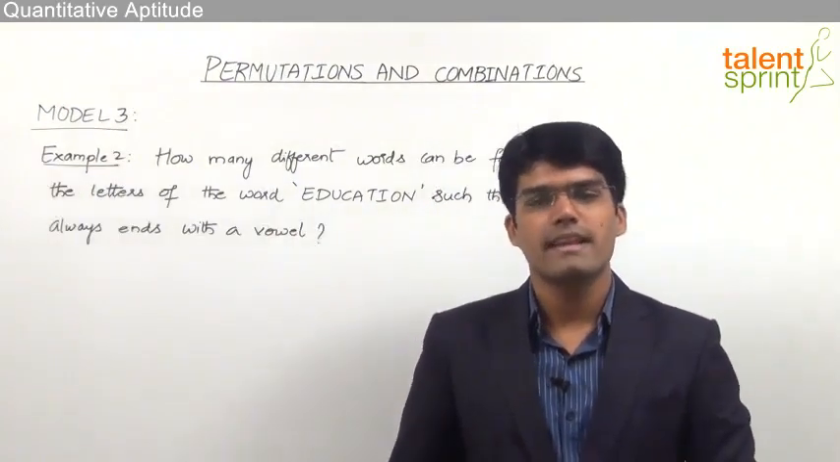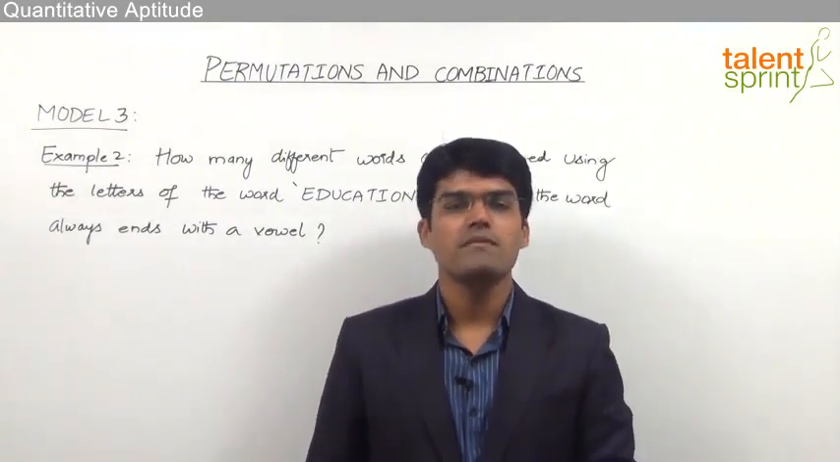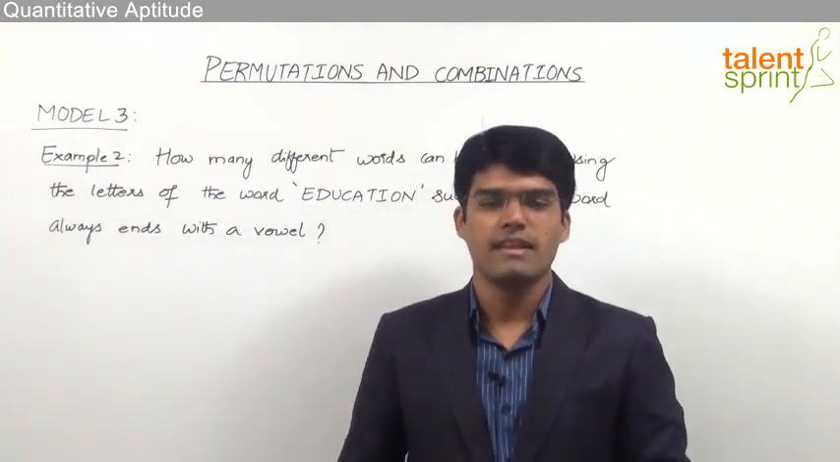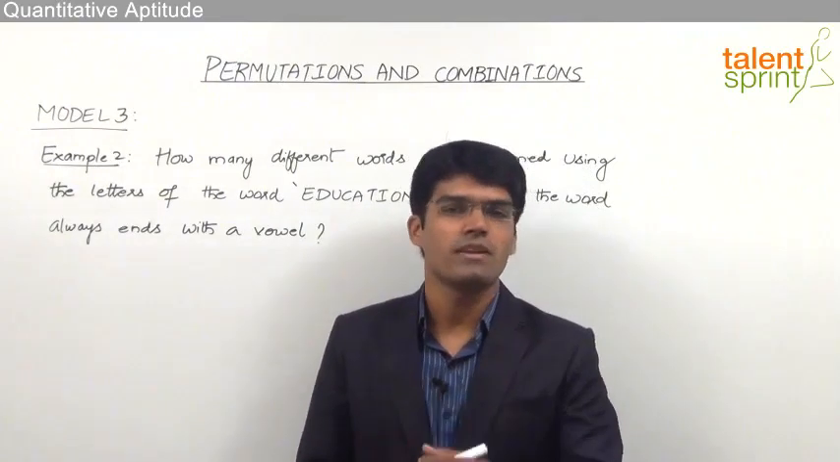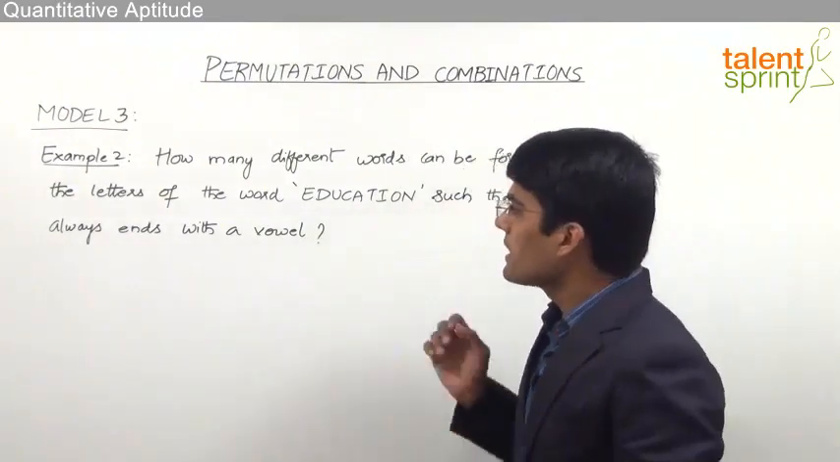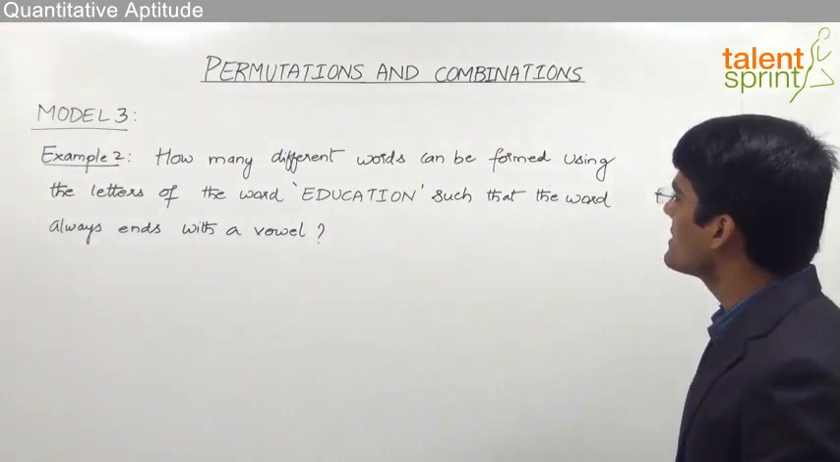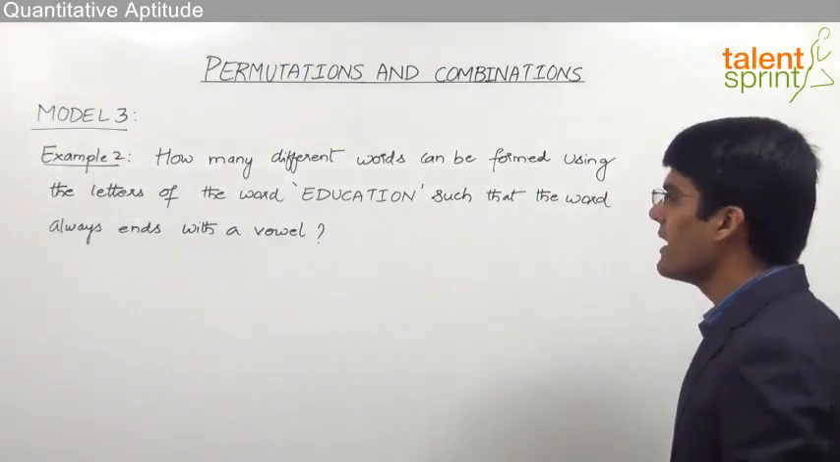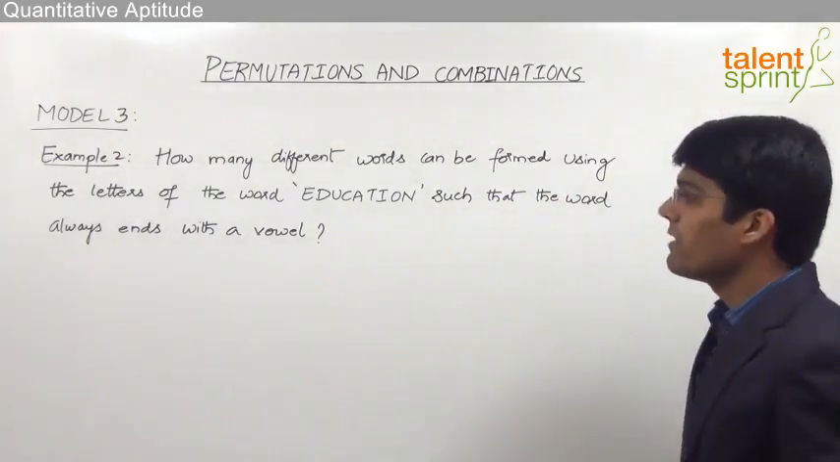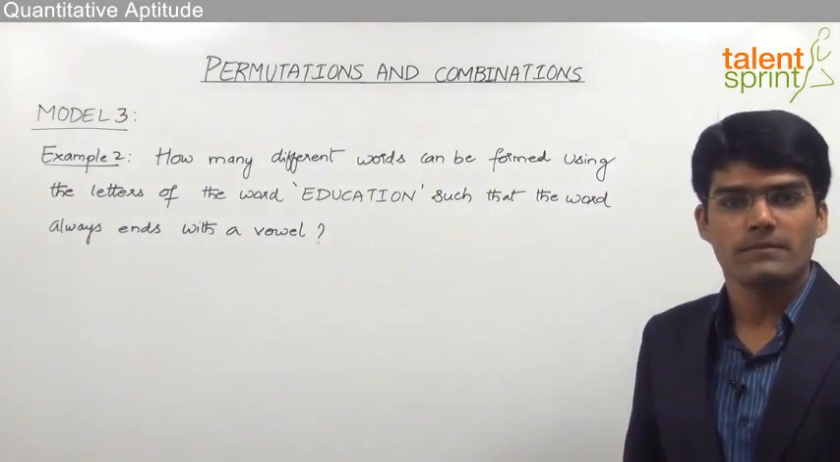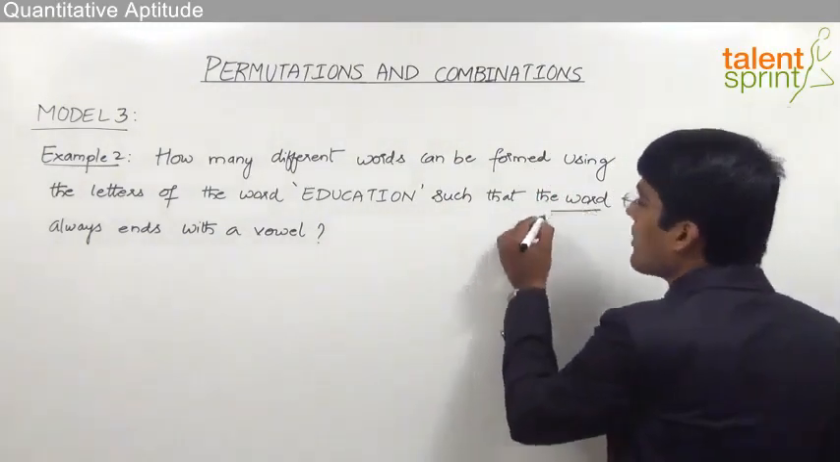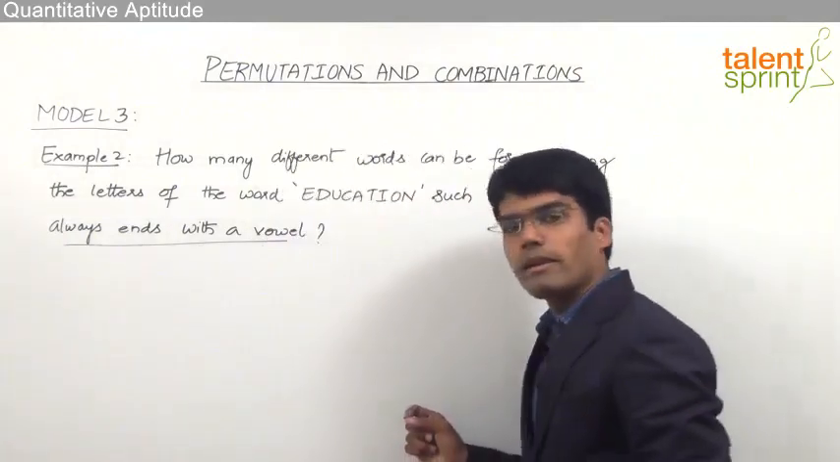Let us now discuss the second example from module 3, where again we shall discuss a conditional permutation, and here the condition is different from what we did in example 1. The question says: how many different words can be formed using the letters of the word EDUCATION such that the word always ends with a vowel? As you can see, the condition says the word should always end with a vowel.